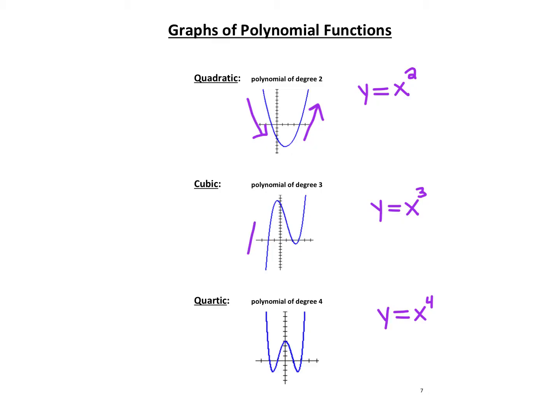Whereas if you take a look at this one, see how it's going up, down, up? So it's going up, then it's going down, and then it's going back up. This has 3 directions, so the degree is 3. And if we look at this one, this has 4 directions, right? Down, up, down, up. Okay, there's 4 directions, so it's going to be a 4th degree polynomial.